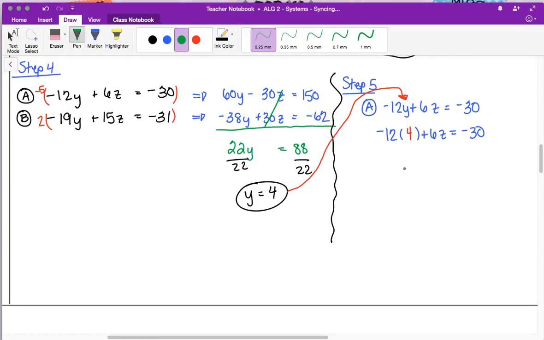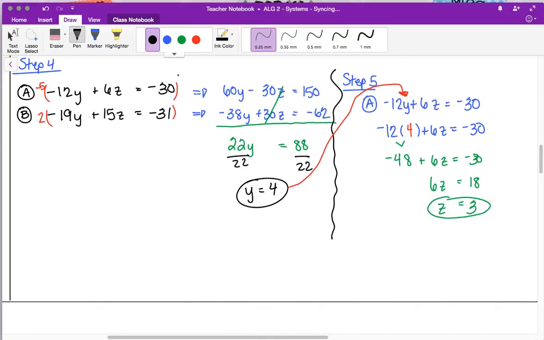And then I'll go ahead and simplify this. Negative 12 times 4 is negative 48, plus 6z equals negative 30. Add 48 to the other side. I'll get 6z is equal to 18. And divide by 6, I will get z is equal to 3. Trying to do math in my head. Okay, so now we have our y and our z. The last thing we need to do is find our x.